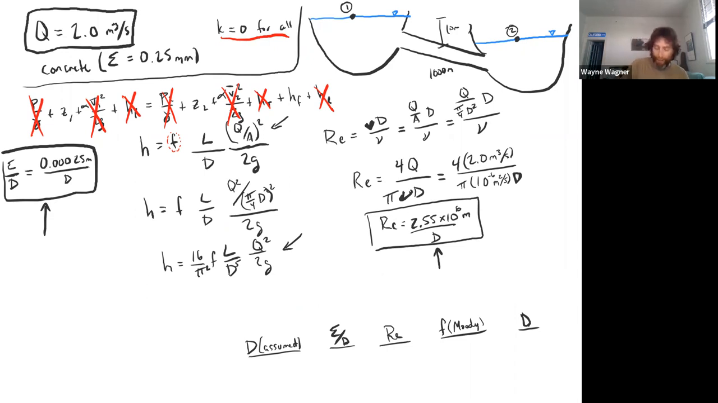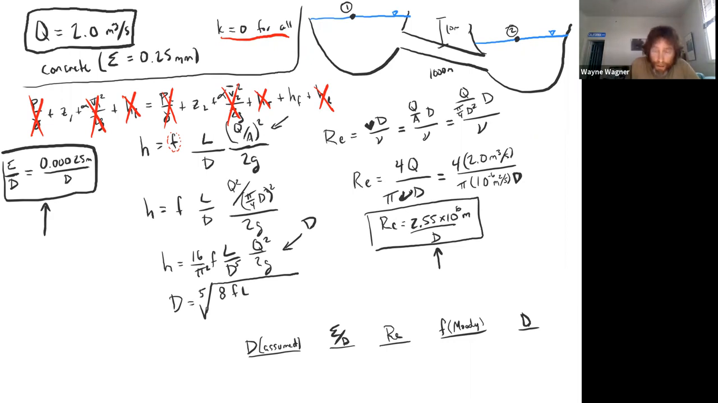So this equation here needs to be solved for D, because by the time we get to this equation right here, we're going to have everything else. So if we rearrange this, it's going to look like this. Let's see. Oh yeah, so it's going to be D equals the fifth root. We love fifth roots of 8, because that 16 and that 2 are going to combine.